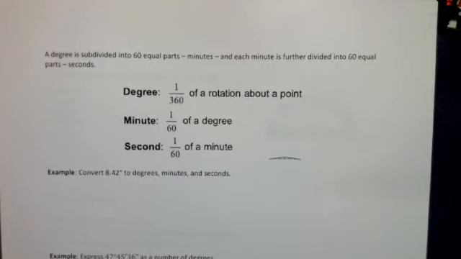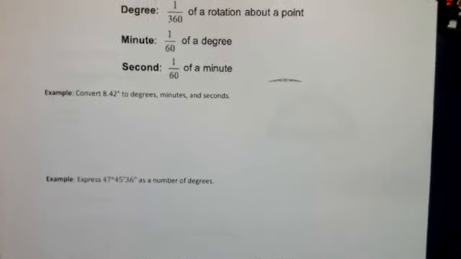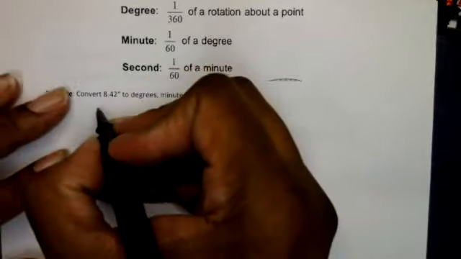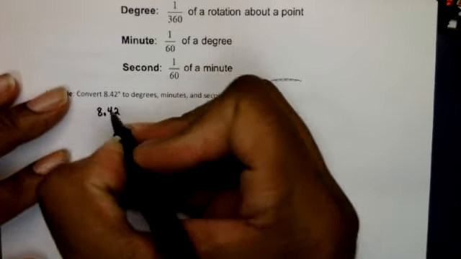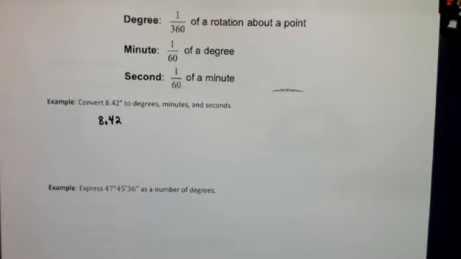Now we're going to look at some examples of how to convert to degrees, minutes, and seconds. Like in this example here, let's convert 8.42 degrees to degrees, minutes, and seconds. So in this case, I'm going to take that 8.42. Let's start with minutes, because I know 1 degree is 60 minutes.